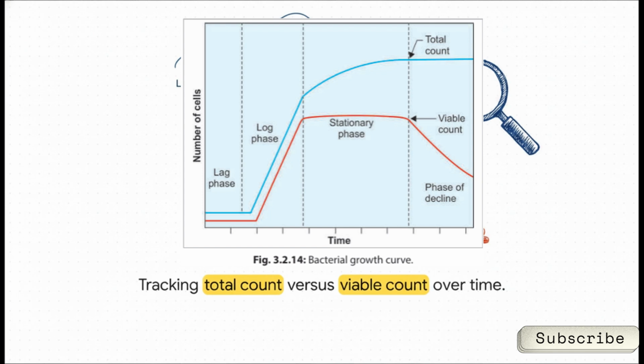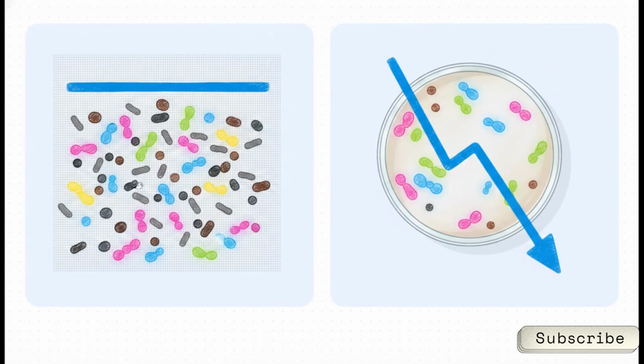I also want you to anchor your visual memory to how the 2 lines represented here diverge over time. The line for the total count and the line for the viable count track together perfectly at first. But watch what happens at that final decline phase. The viable count drops sharply downward, right? While the total count line stays completely flat. Let's make a crystal clear distinction between those 2 metrics because, honestly, this confuses a lot of students.